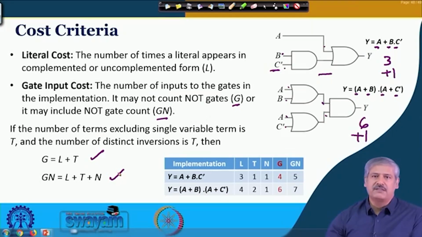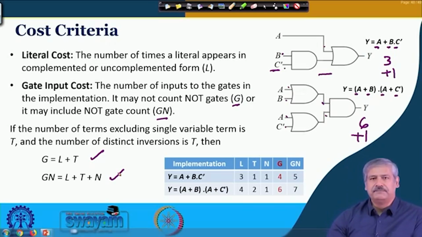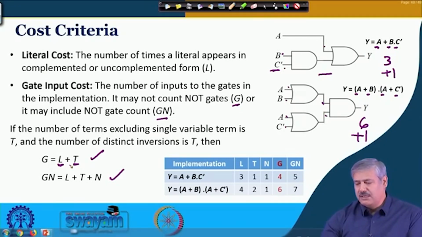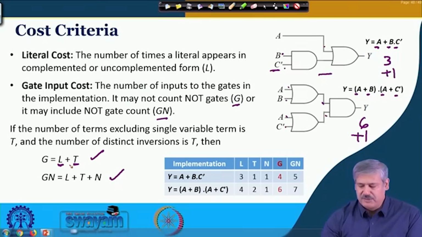A bar literally is coming in two places, but distinct inversion is required, so only one inverter, one NOT gate, is required. That is defined by distinct inversion. So, if that number is T, then the gate input cost without considering the NOT gate count is literal cost plus number of terms. So we can see what the gate input cost is from this formula.